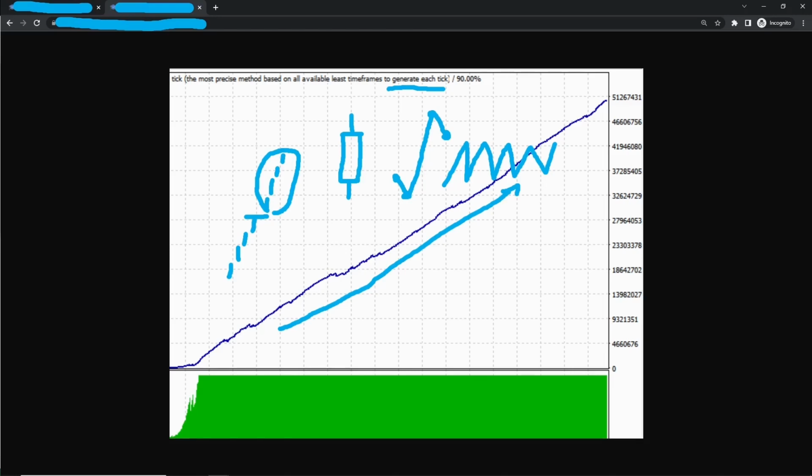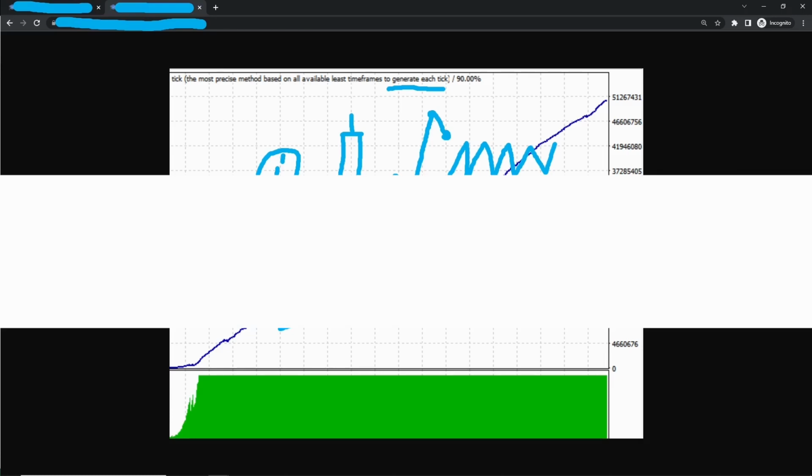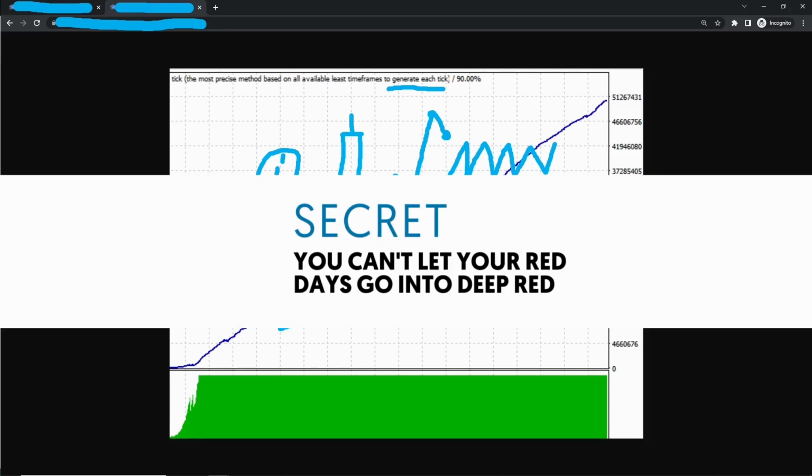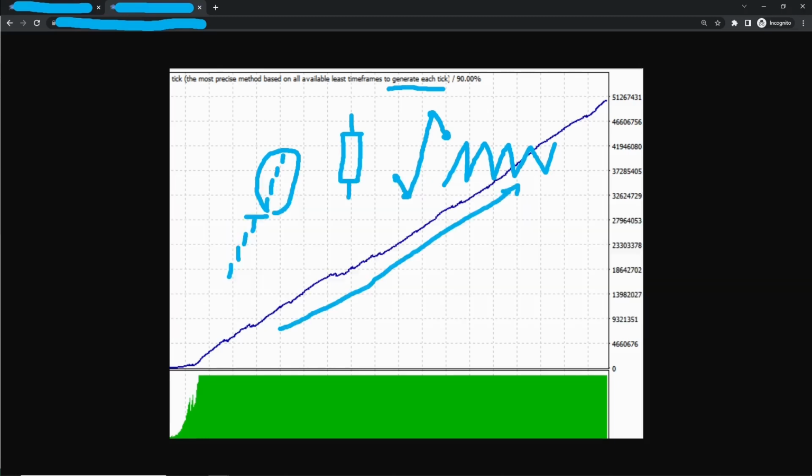Now, the secret is you can't ever let your red days go into deep red. You should stop trading quickly when you see that the day is bad. And what's the result? When a good day comes, you'll be able to easily cover your losses and even get some profit on top of that.